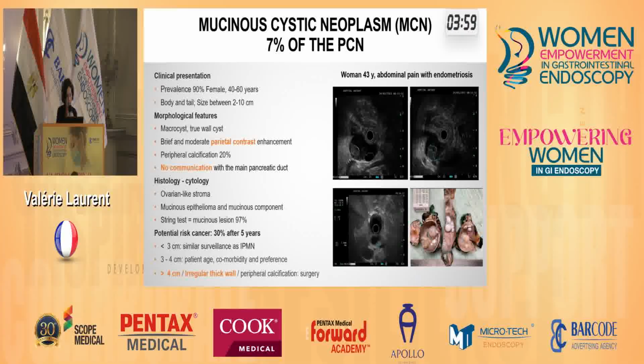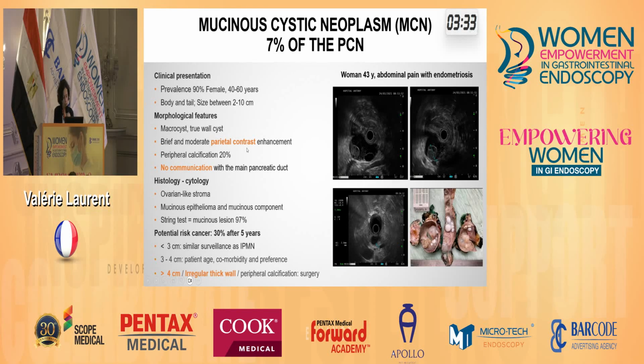The MCN represents 7% of the pancreatic lesions. They affect females, around 40 to 60 years old. They are located in the body and the tail. And they have a true cyst wall with a brief and moderate parietal contrast enhancement, sometimes peripheral calcification, and no communication with the main pancreatic duct.